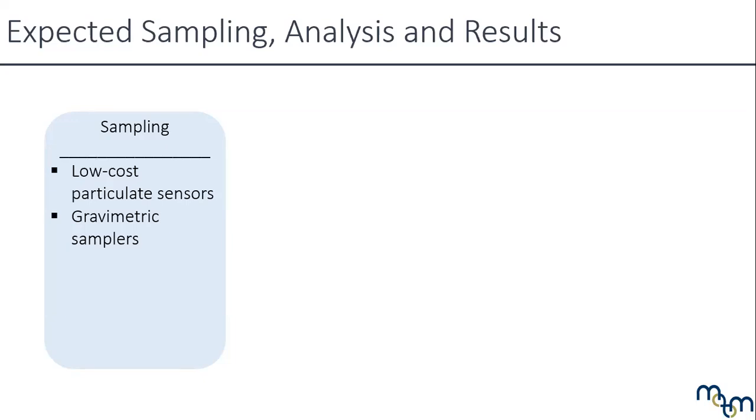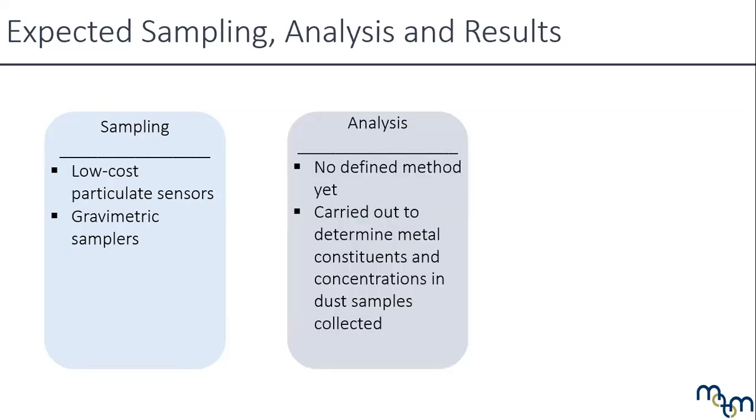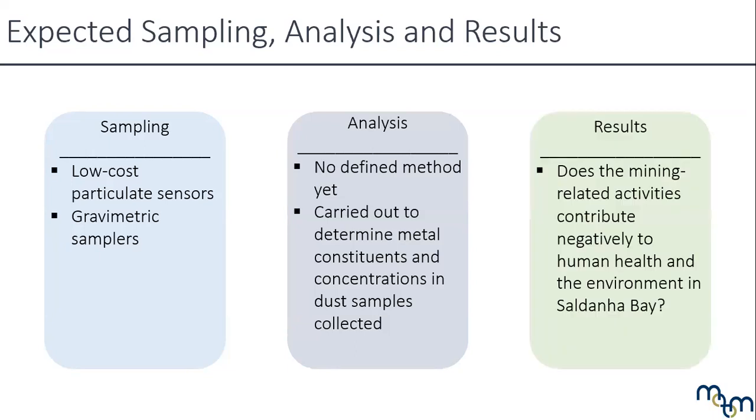The sampling of the dust will be carried out using low-cost particulate sensors as well as gravimetric samplers. The dust samples will thereafter be analyzed to determine the elemental composition and concentration, and the results of the study will provide an indication of whether or not the mining-related activities are the sources of the elevated levels of air pollution, and whether these particles contribute to the deterioration of community health.